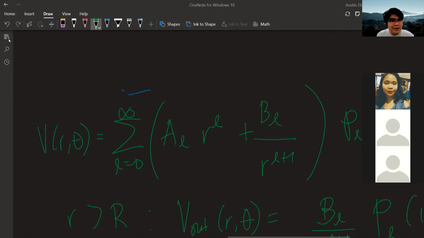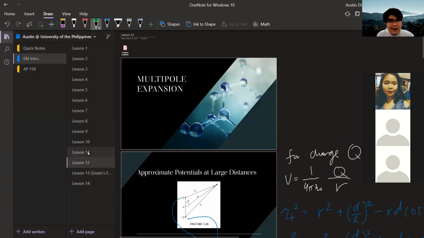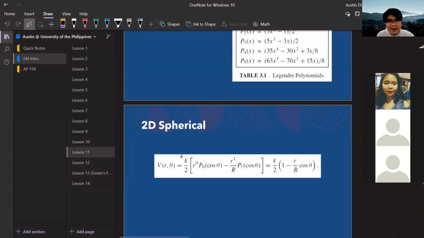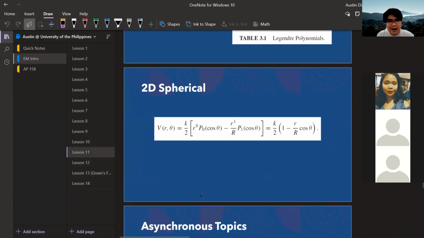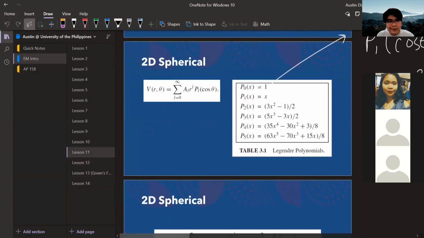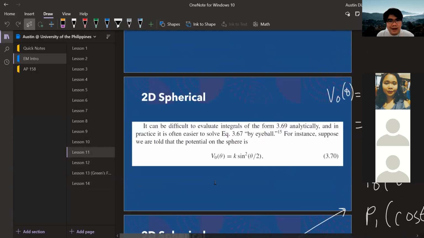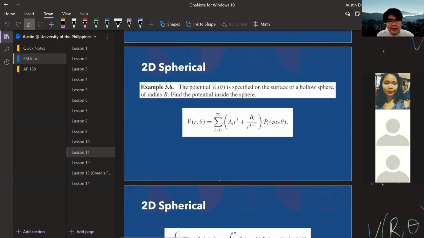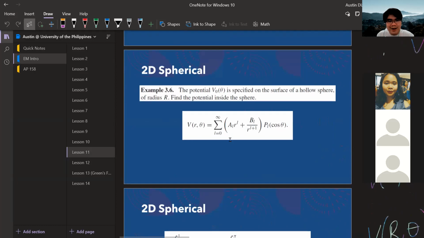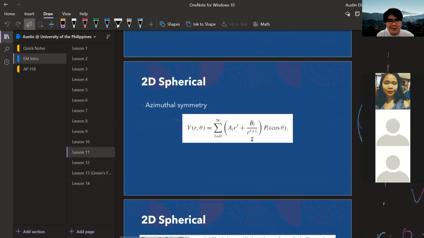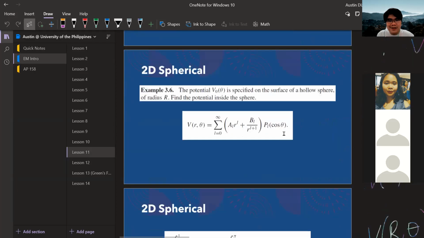Okay. Saan galing itong solution na to? Balikan natin. Lecture 11. Naalala nyo, nag-eyeball tayo? Naalala nyo? Okay. Ayan. The general solution kapag ginawa mo yung spherical na separation of variables. Hala, nakalimutan na. Mag-exam na kayo bukas. Okay, so ito yung general solution. Okay?